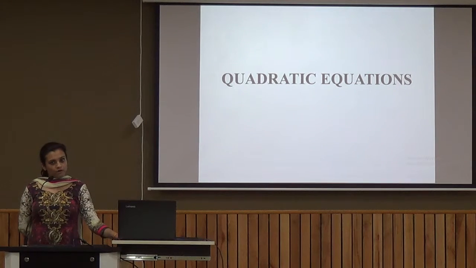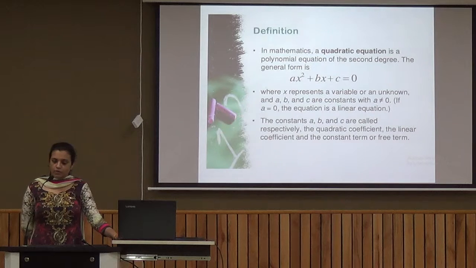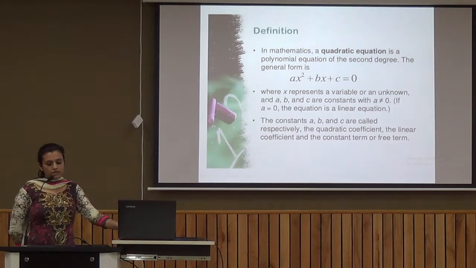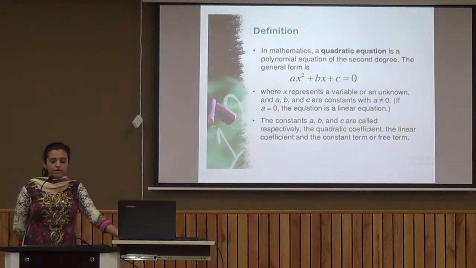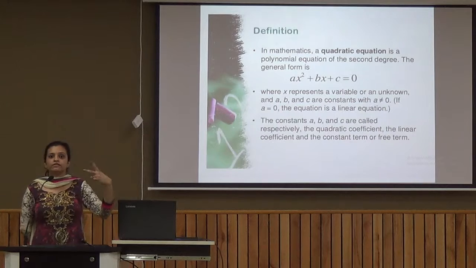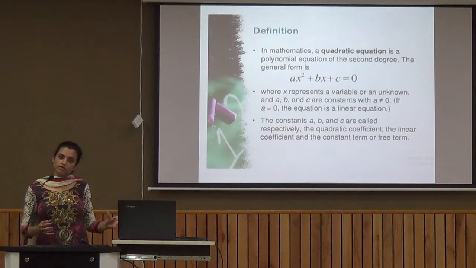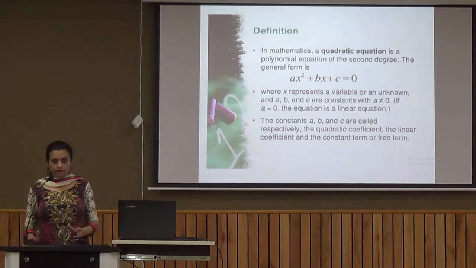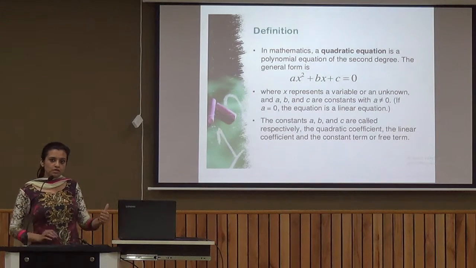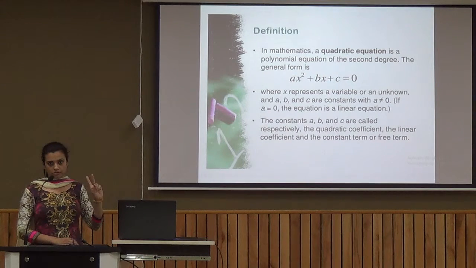Before we move on to quadratic equations, let us see what a quadratic equation is. As you can see on the board, in mathematics, a quadratic equation is a polynomial equation of the second degree. Remember, it is the second degree. This means out of all the terms of the polynomial and the subsequent equation, there is definitely going to be a term with degree 2, a term with degree 1 and a constant.